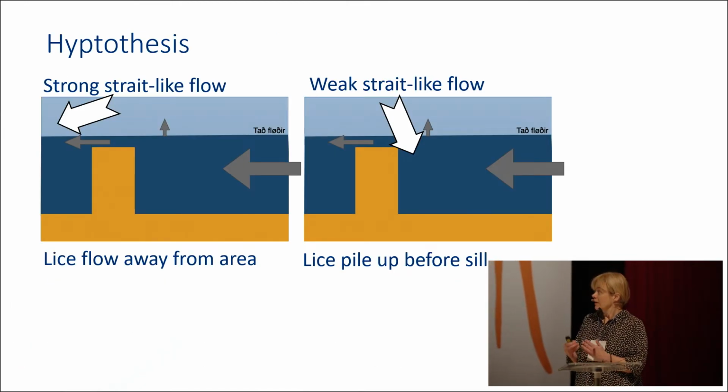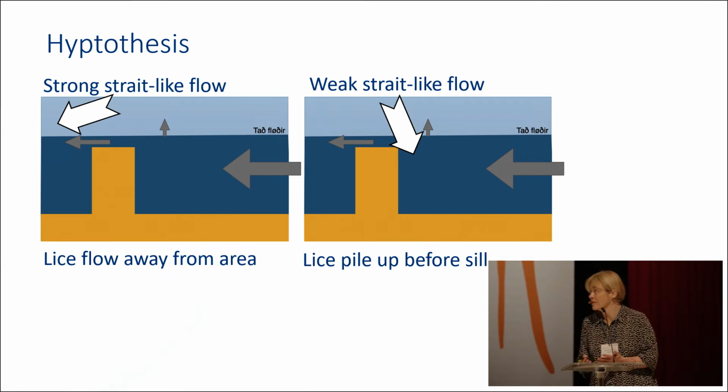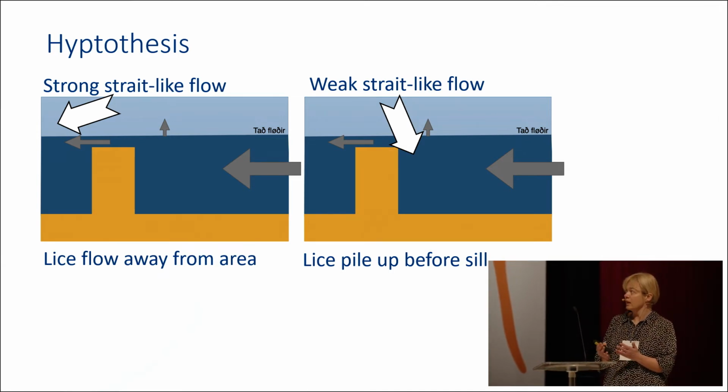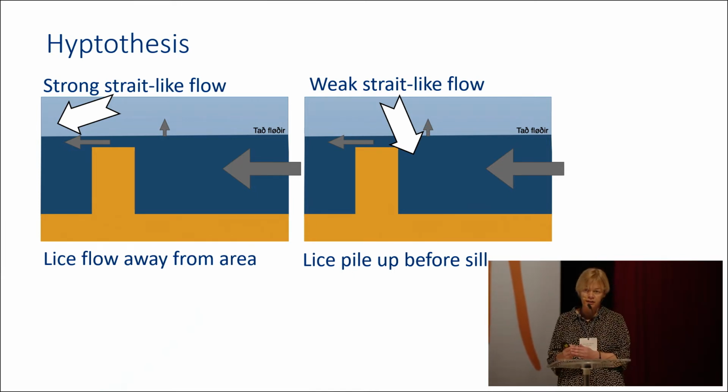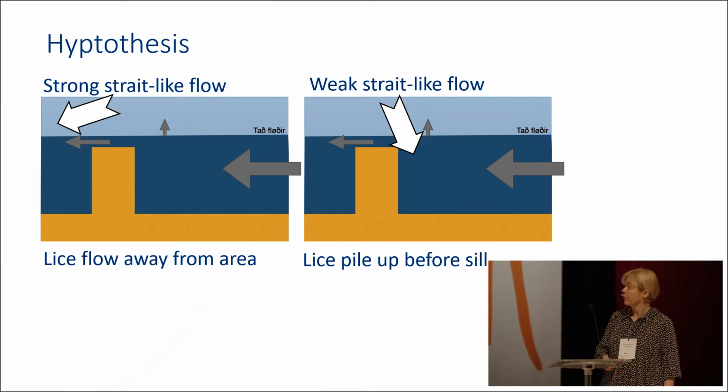But one of our hypotheses is that when we have the strong strait-like flow, the sea lice flow over the sill and away from the area, while when we have a weak strait-like flow, they kind of pile up just before the sill, and that's why we have these high numbers on station 4.